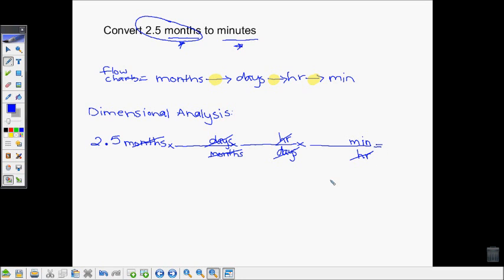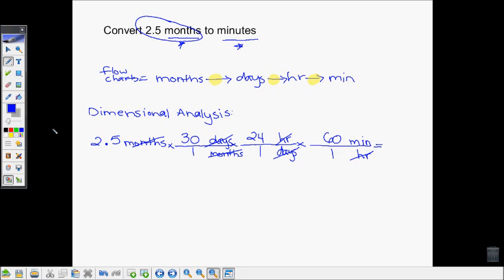The next step is to plug in my equalities. So the first equality that I'm going to fill in is how many days are in a month. That's about 30 days in 1 month. Next, how many hours are in a day? It's 24 hours in 1 day. Notice how I'm writing the number next to the unit that it belongs to. I didn't say there were 24 days in 1 hour. That would be wrong. I'm writing the 24 next to the hours because that's how many hours are in 1 day. And the next equality, there are 60 minutes in 1 hour.